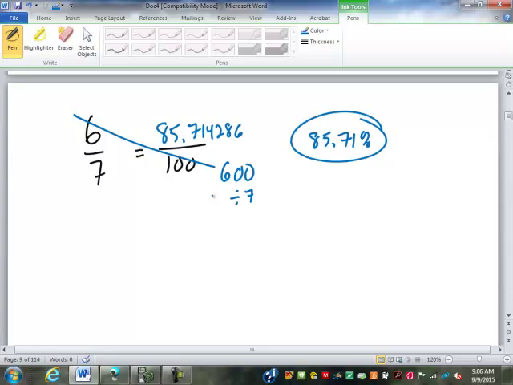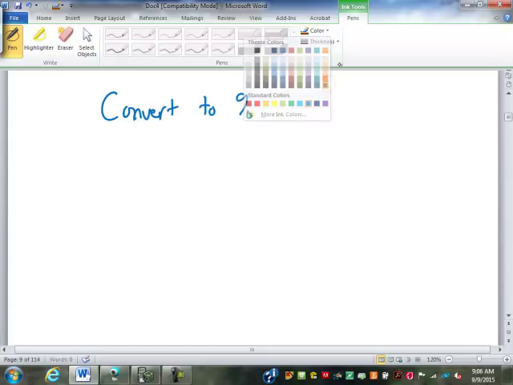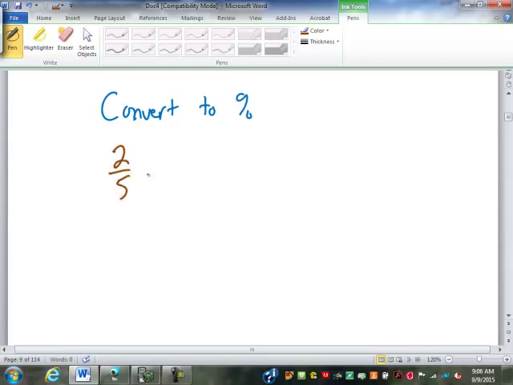So let's have you try one, or 2, or 3. Convert to percents. 2/5. 3/4. 3/11ths, and 2 1/8.